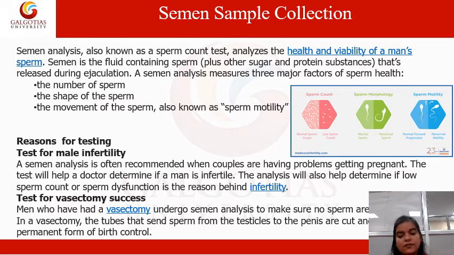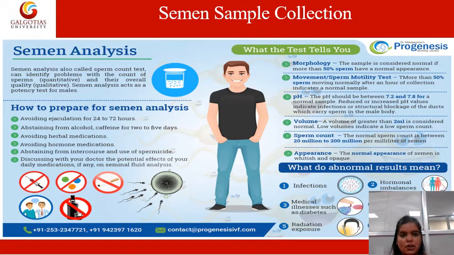Another reason why we perform semen sample collection is to check vasectomy success. When we do a vasectomy, we are cutting the tube so that semen is no longer produced. In order to check whether the vasectomy was done successfully or not, we do a semen sample collection. So these are some points of that. I hope we are done with this.